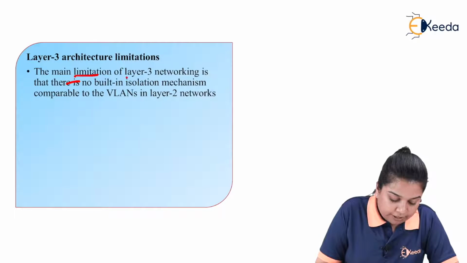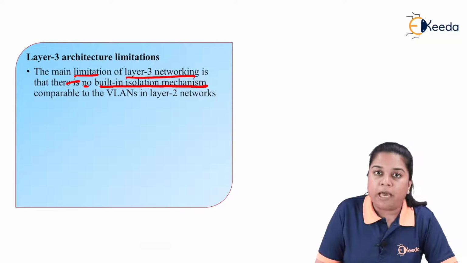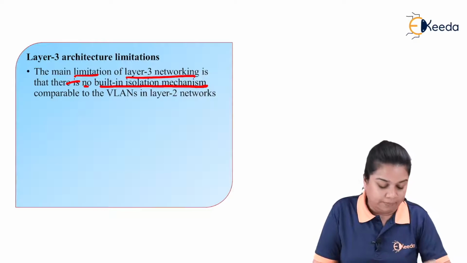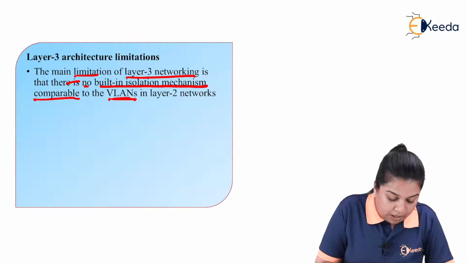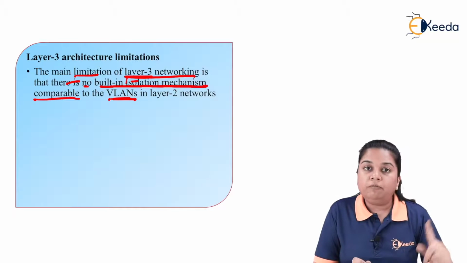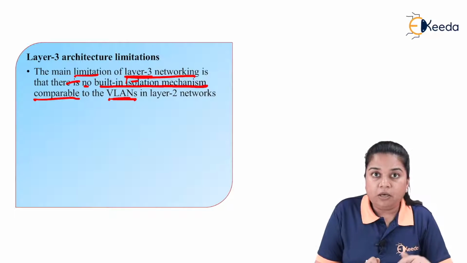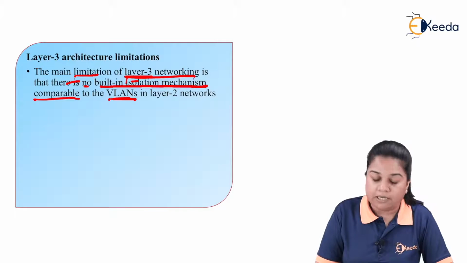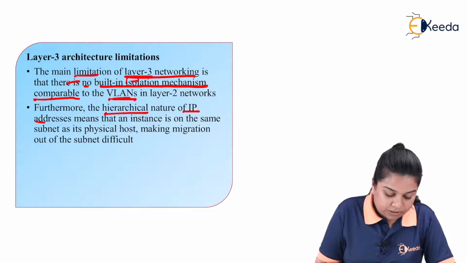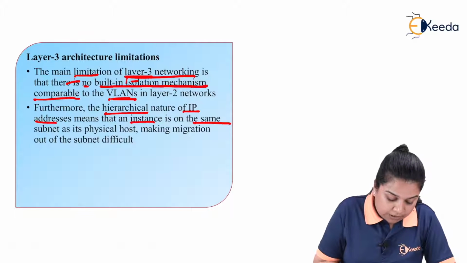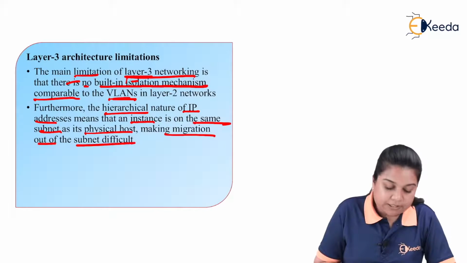The main limitation of layer 3 networking is that there is no built-in isolation mechanism. That means you need to create one comparable to the virtual LANs in the layer 2 network. This isolation mechanism is built in when we are working in a layer 2 network using virtual LANs, but in layer 3 we need to create it because there is no built-in isolation mechanism. Furthermore, the hierarchical nature of IP addresses means that an instance is on the same subnet as its physical host, making migration out of the subnet difficult.